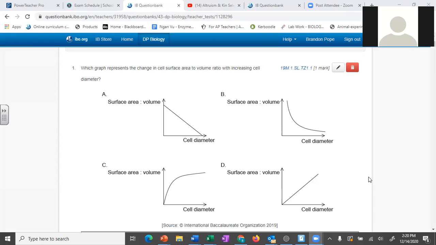It's going to decrease. It's going to decrease. And absolutely, it's going to. And so, if I increase my diameter, in this case, if I have a small cell, a very small cell, you know what? Hold on a second. Increase in diameter is going to decrease. You know, what's really weird about this question? It really doesn't tell us about the shape of the cell. Which graph represents?